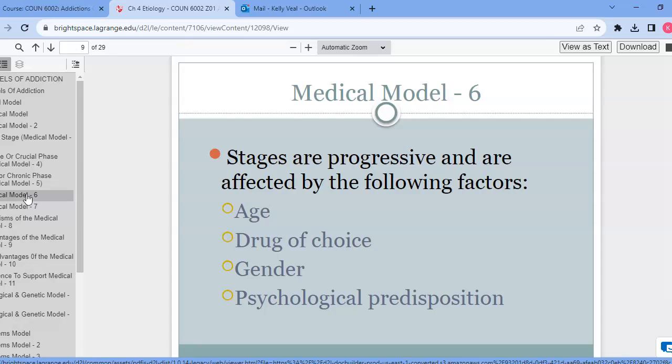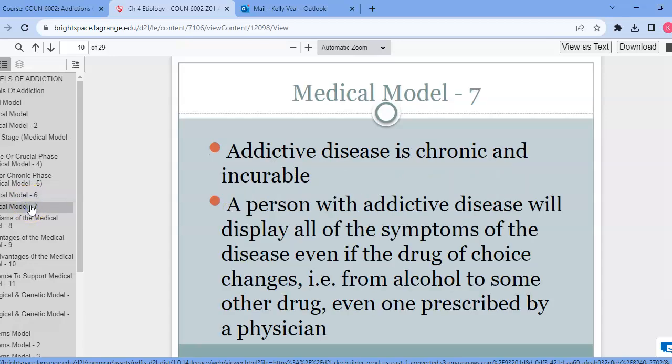Stages are progressive and they're affected by the age of the person, of course, what they're using, their gender, their tolerance level, and what other psychological issues, like predisposed mental health issues, could be going on, medical issues. And like I said, somebody can be in early or middle for a while and maintain just fine until they get to that late chronic phase, which is typically when family comes in and we work on getting them into detox.